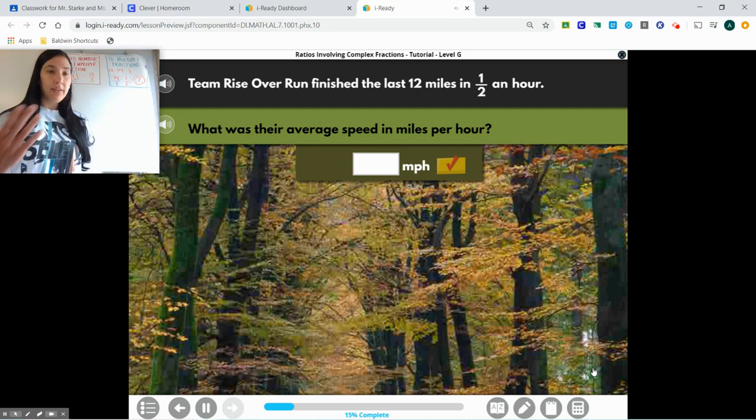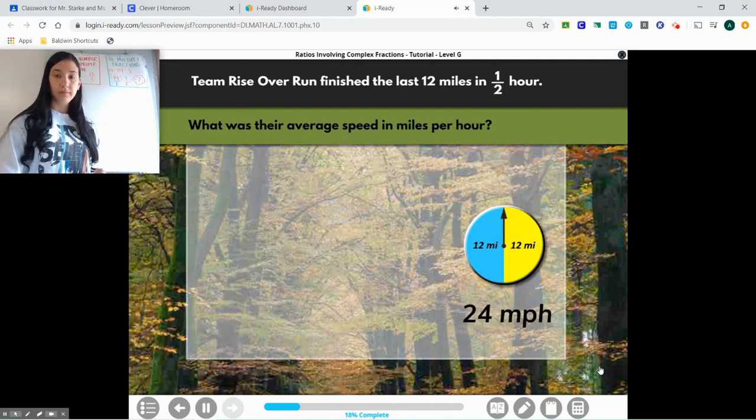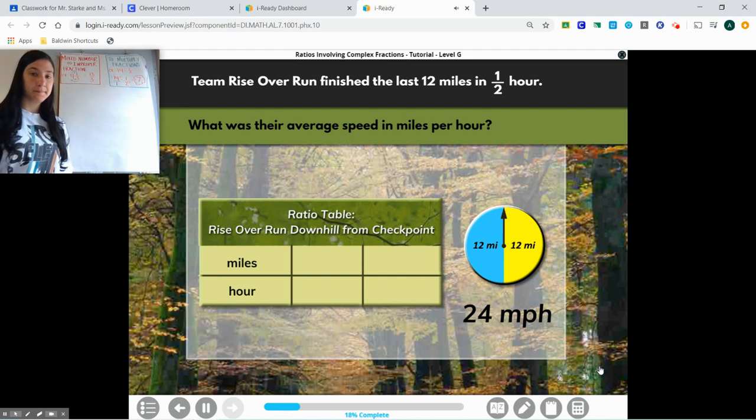So we can think to ourselves, what this means is if they go 12 miles in half of the hour, how far will they have gone in the whole hour? So 12 plus 12 would give us 24. And if you need to pull up the calculator, remember it's right down here in the corner. We can fill that into a ratio table. 12 miles in half an hour is equivalent to 24 miles per 1 hour.